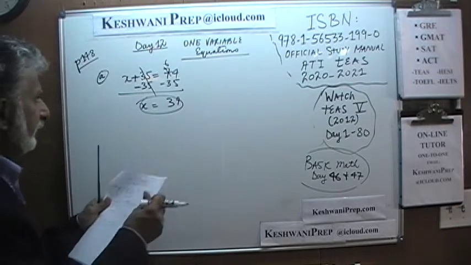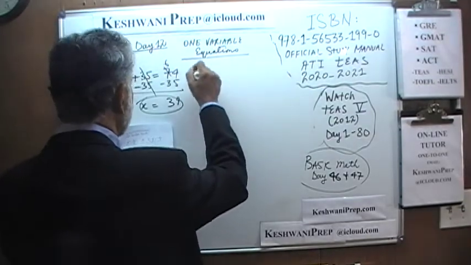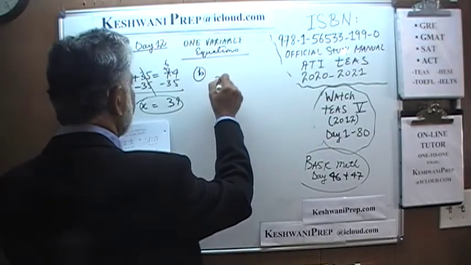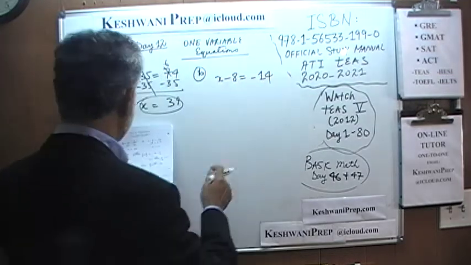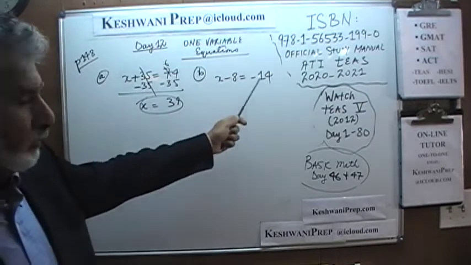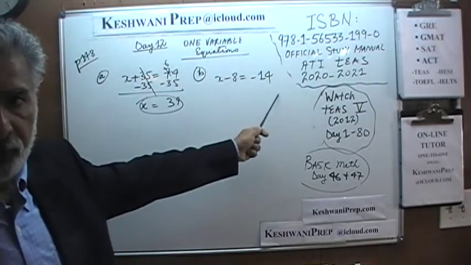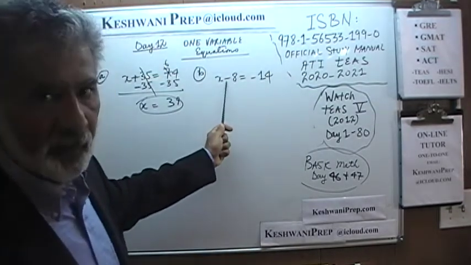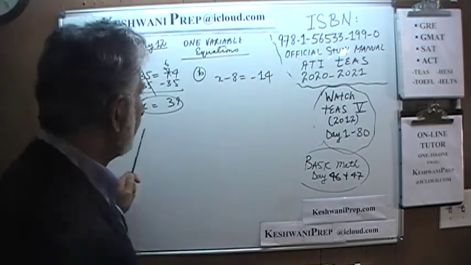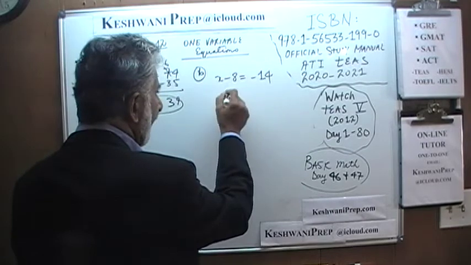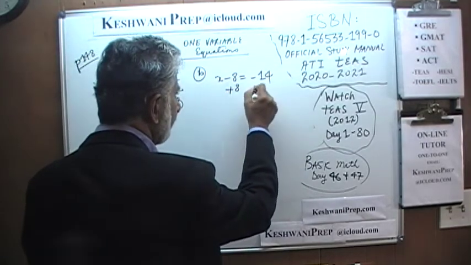Let's look at number B. B says x minus 8 is equal to negative 14. Again, we want to bring the 8 to this side. We want to separate the unknowns and the known quantity. Typically, we leave the unknowns on the left-hand side and bring all the known quantities on the right-hand side. And we're going to do that by adding 8 to both sides.